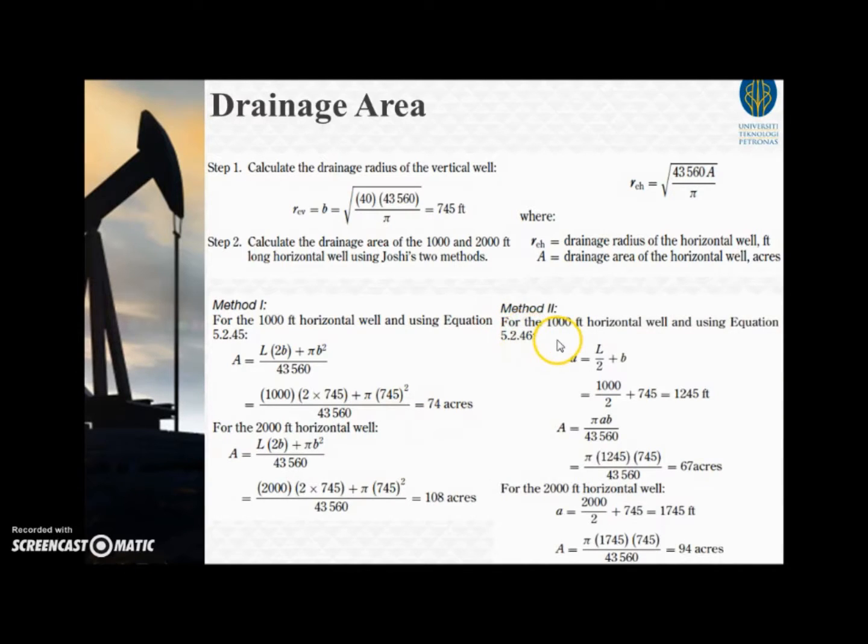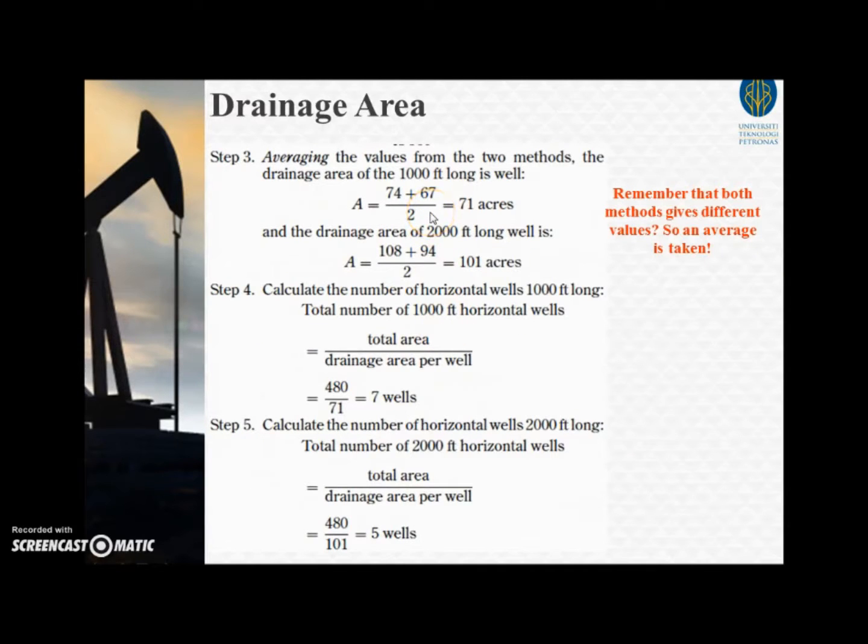In method 2, we plug in the values of b and obtain A from method 2 for 1000 feet wells and 2000 feet wells. Remember, a is the major axis of the ellipse. Both methods give different values. Therefore, we have to take the average of both values for 1000 feet and 2000 feet respectively. Then we calculate the number of horizontal wells for 1000 feet and 2000 feet by taking the total area, which is the area to be leased, 480, divided by the drainage area, which is the area calculated.